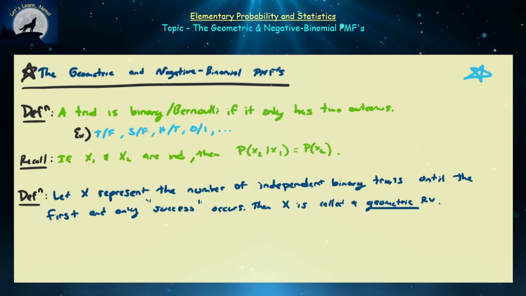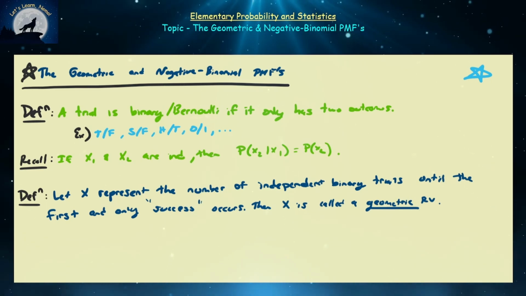Today we're going to be continuing our journey through the realm of elementary probability theory, in particular discrete random variables and their associated probability mass functions. Today we're going to be taking a closer look at two special discrete probability mass functions, in particular the geometric and the negative binomial PMFs.